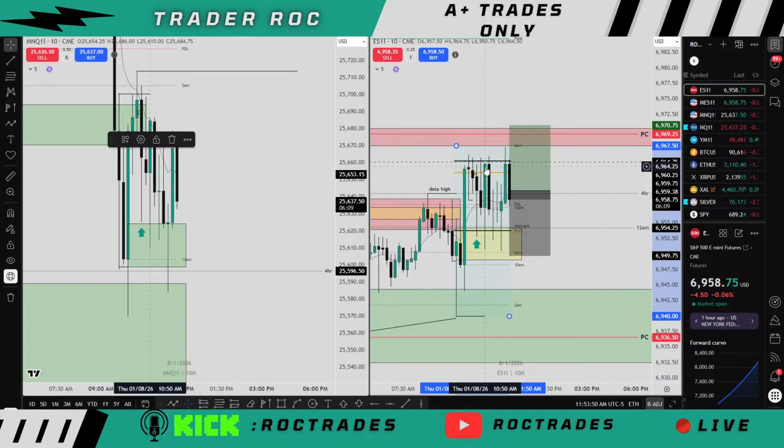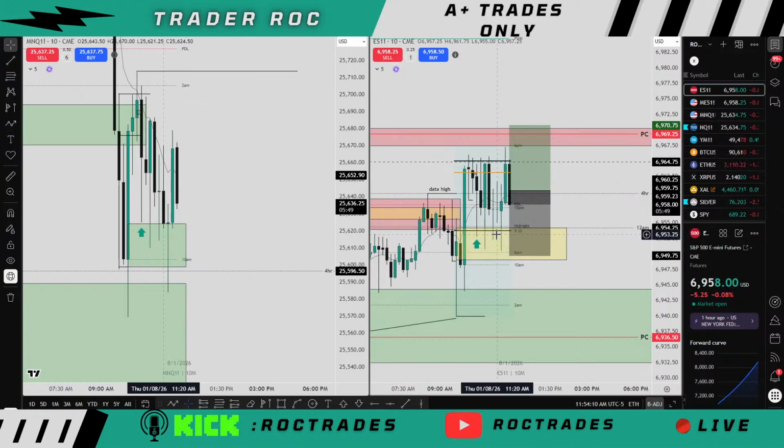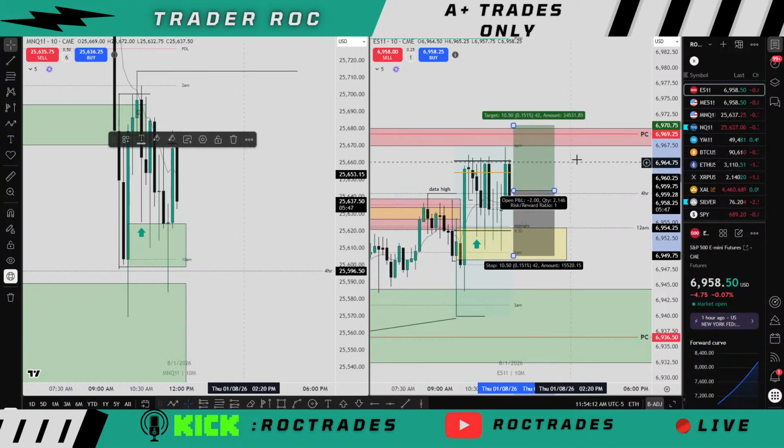We've closed above the point of control once, got back underneath it, closed above it again, got back underneath it. But the first time we closed past the point of control, price pushed back to the value area low, showed a lot of resistance, showing me that this is a bullish profile. I should not be shorting.